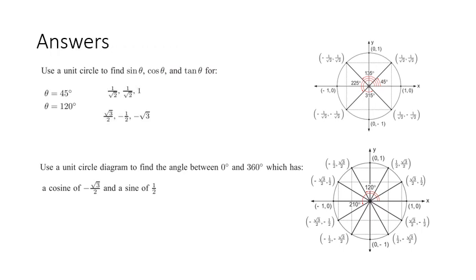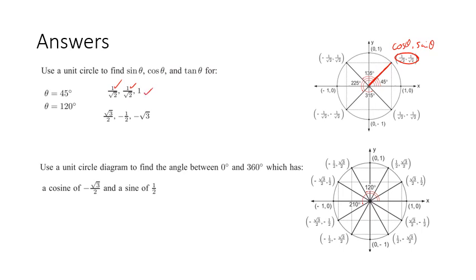In our first question, we had to use the unit circle to find sine theta, cosine theta, and tan theta for 45 degrees. So 45 degrees is here. Obviously we've got cos theta and sine theta being our points here, which is how we get these two values. And when we divide our sine theta by our cosine theta, we end up getting 1.